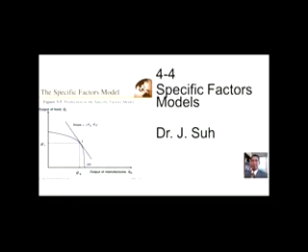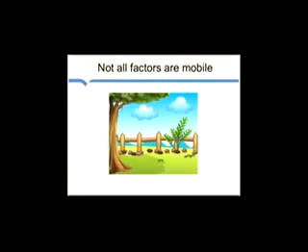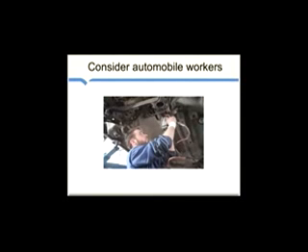Let's now consider specific factors models of international trade. These models start with the basic point that not all factors of production are mobile. So for instance, imagine that you have a piece of land, you're growing grass on that land to feed to horses. Maybe you cannot easily take that same piece of land and build, say, an automobile factory geared for export on it.